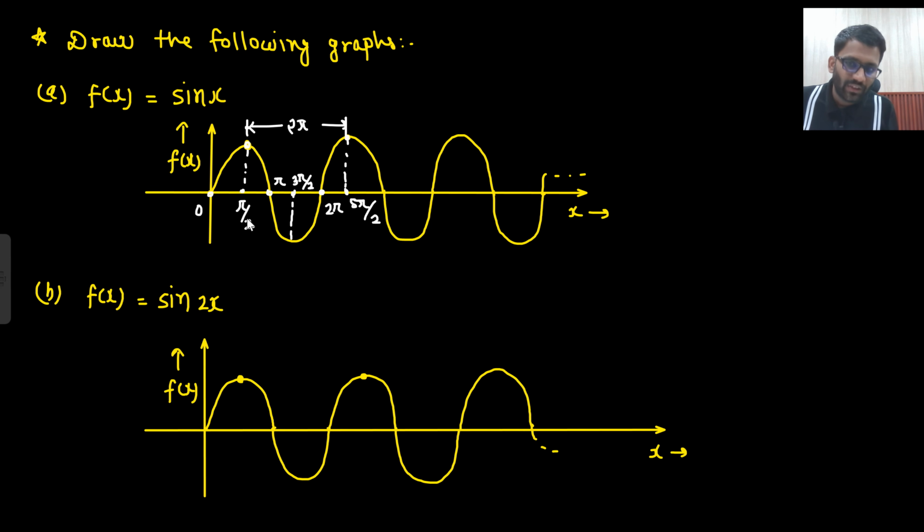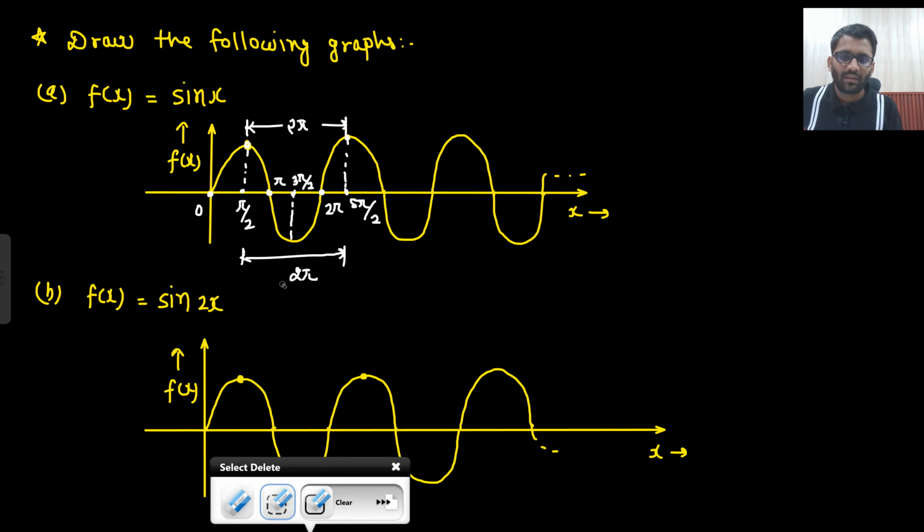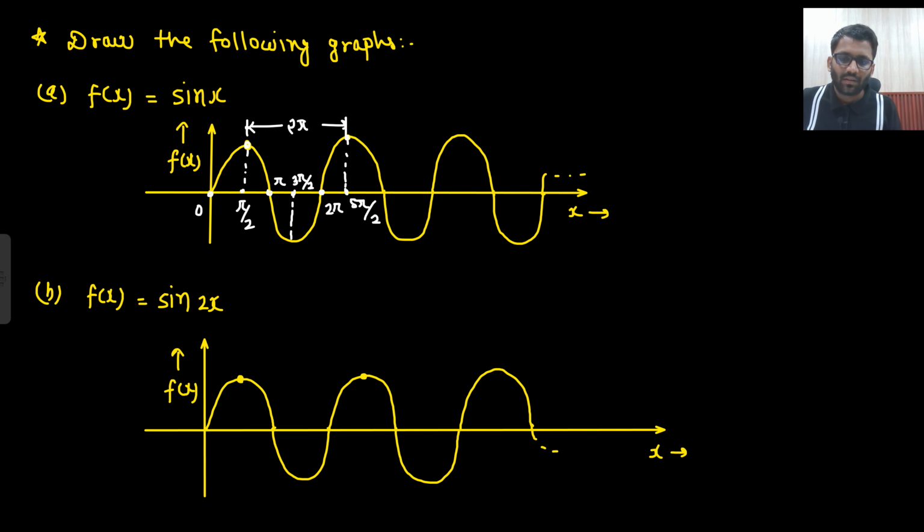So what is the difference between these two windows? What is the difference? 2 pi. Right? The difference is 2 pi. Right. What about sin 2x? What will be this difference? You let me know on your own. Okay? Analyze and let me know what will be this difference for sin 2x.